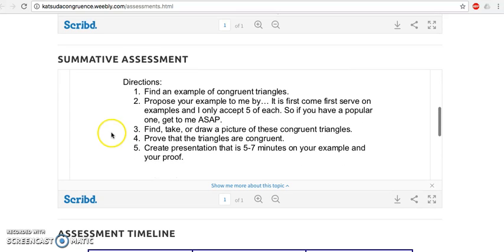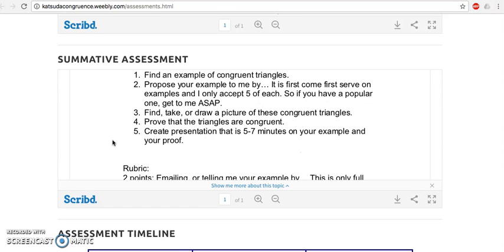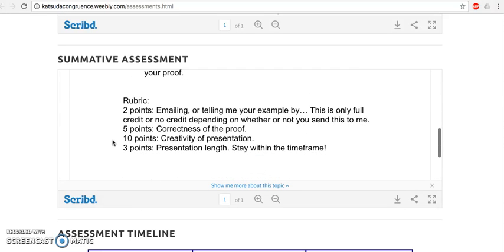Next, they would take or draw a picture of these congruent triangles, then prove that the triangles are congruent, and lastly create a presentation that is about 5 to 7 minutes on the example and going through the proof. Now, the rubric shows that it's only worth 20 points. I would probably bump it up, maybe with a peer evaluation or something along those lines, just like multiplying everything by 2, but that's basically it.